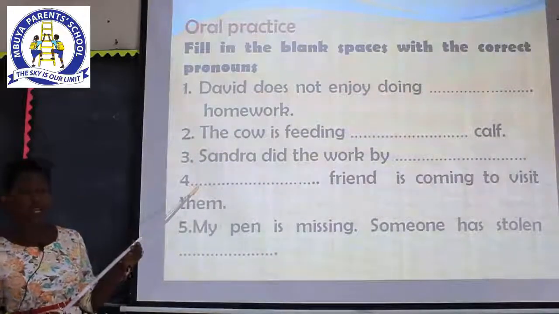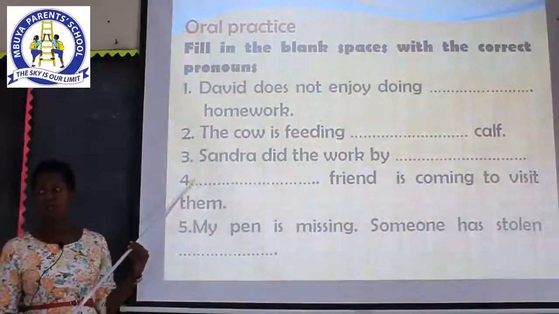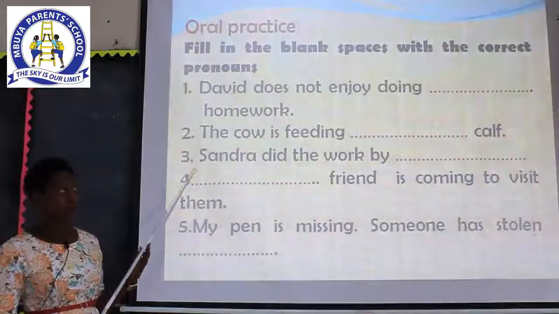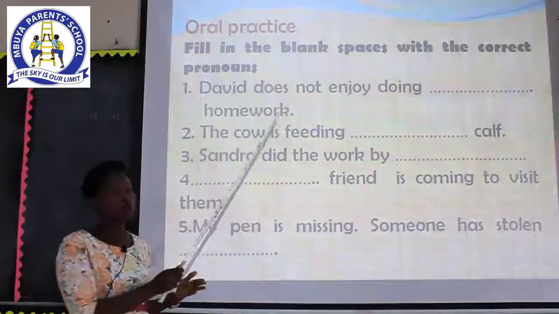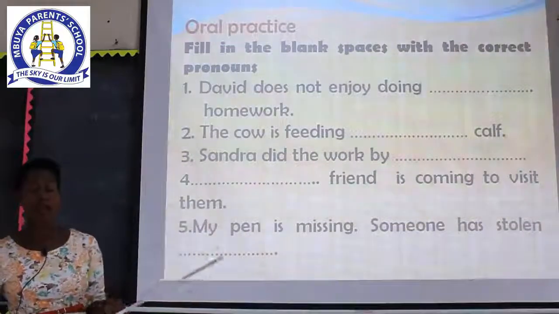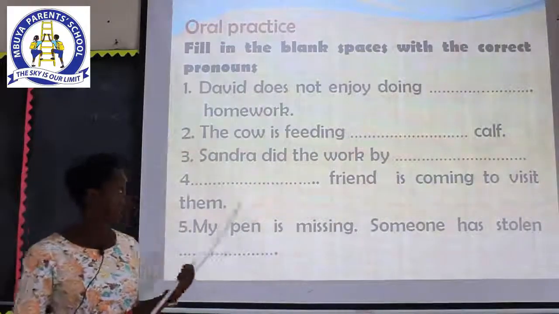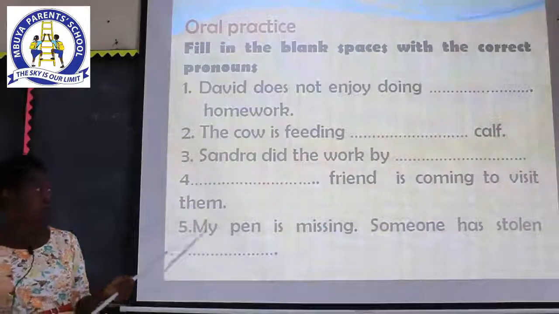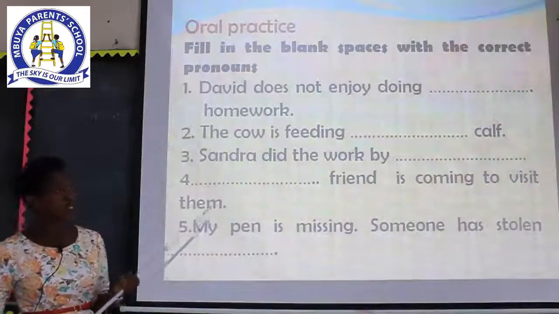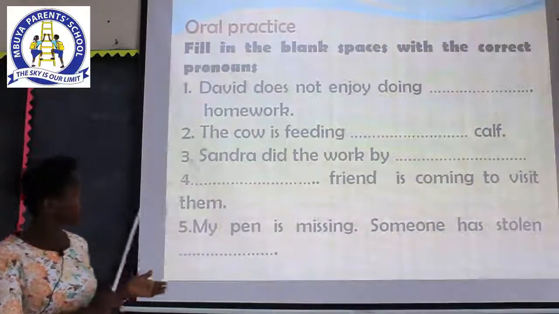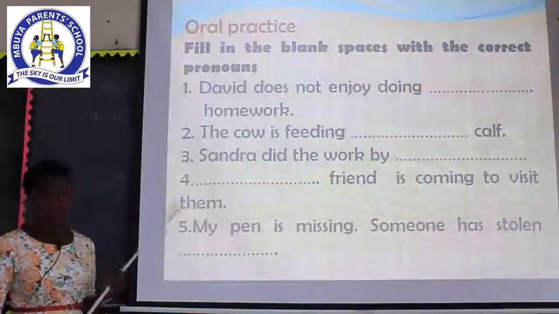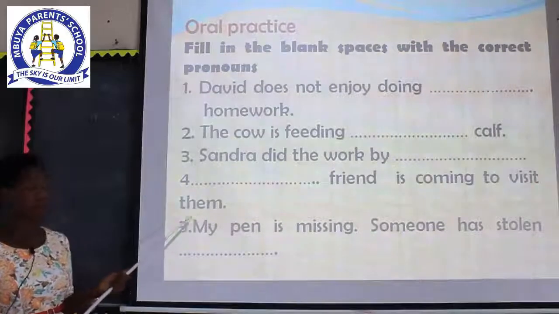And here when you are beginning your sentence, make sure you start with a capital letter. Children, as we are writing these sentences, don't forget to put full stops at the end of the sentences. Every sentence must end with a full stop, apart from when it is a question, that's when you put a question mark. But in this case, these are statements, so they must end with full stops.